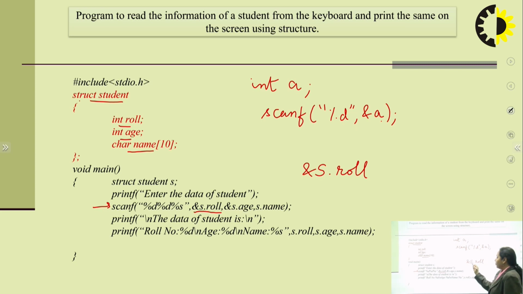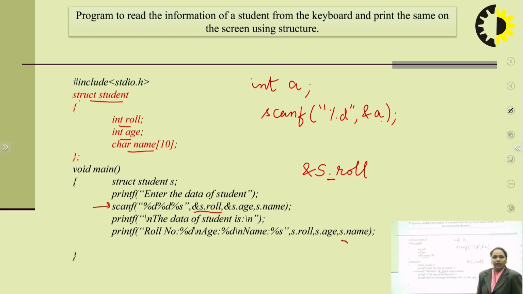So address of s.roll, which means the address of roll number is being provided here. Next, similarly s.age. Next, s.name. So it means that whatever variable is declared within the structure can be accessed with the help of a structure type variable only with the help of this dot operator. If we forget to put this dot operator, we cannot store data within these three variables.